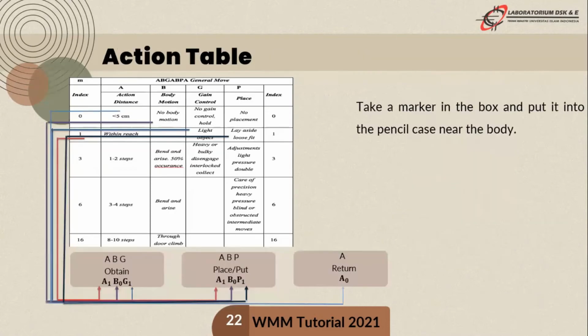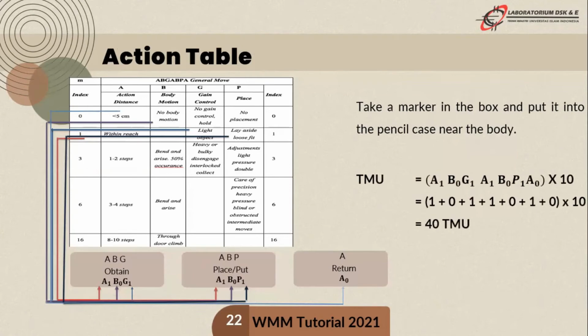Okay, let's start with the explanation. For example, take a marker in the box and put it into the pencil case near the body. Let's start with the obtain group, A, B, and G. For A, it has 1 index, within reach, because the activity needs reaching. For B, body motion has 0 index because there is no motion of the body itself. And for the G aspect, it is 1 because it is a light object.